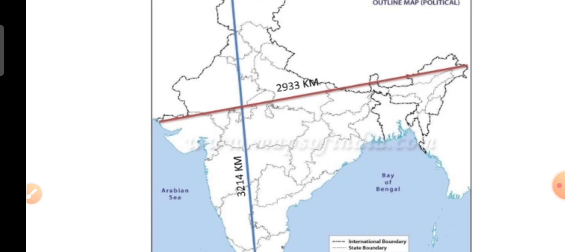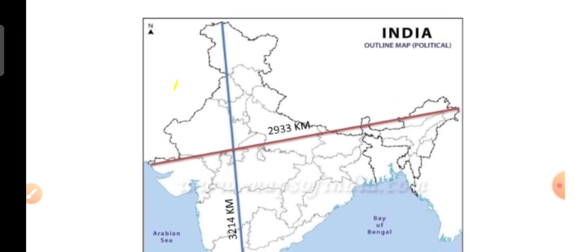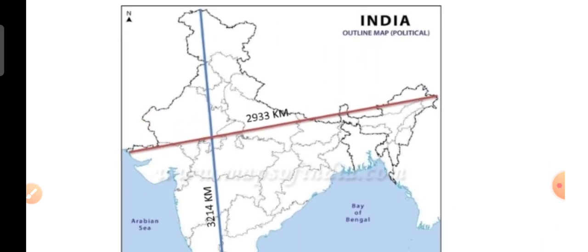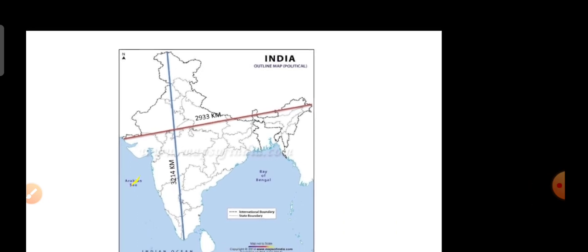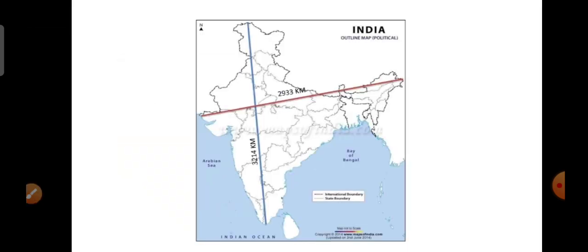The easternmost state is Arunachal Pradesh and the westernmost state is Gujarat, and the distance of India from the easternmost part to the westernmost part is 2933 kilometers, and the distance of India from the northern part to the southern part is 3214 kilometers. This is not exact but approximately the total length between east to west and north to south.